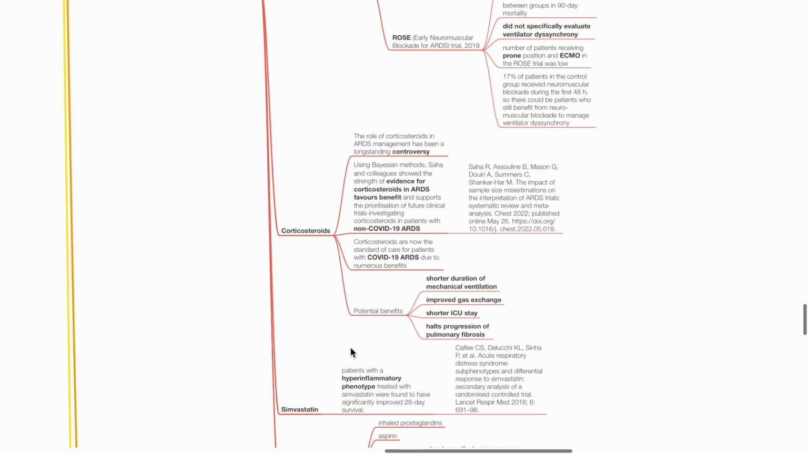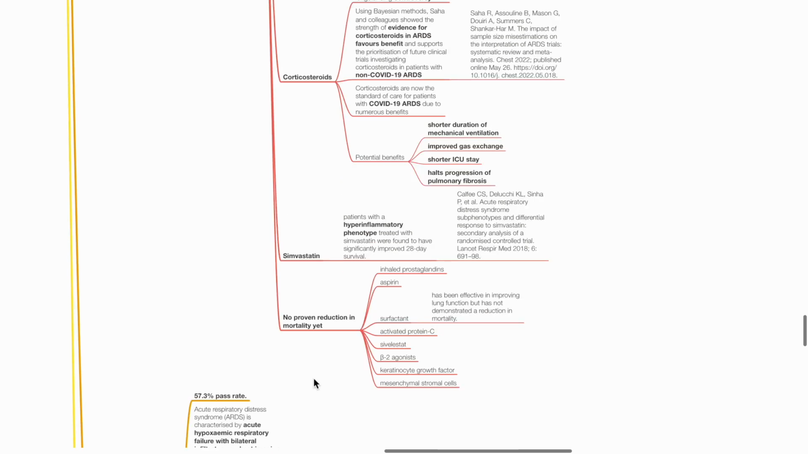Potential benefits of corticosteroids include shorter duration of mechanical ventilation, improved gas exchange, shorter ICU stay, and halting progression of pulmonary fibrosis. Based on a study by Calfee CS et al. in 2018, patients with a hyperinflammatory phenotype ARDS treated with simvastatin were found to have significantly improved 28-day survival.